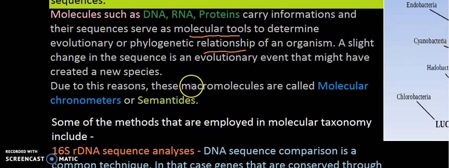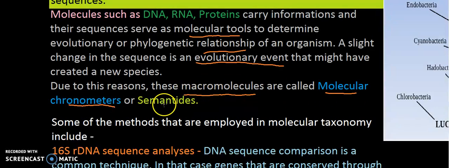A slight change in the sequence might cause the creation of a new species. So this is considered an evolutionary event, and this occurs at a particular time in geological history. It has occurred many times that a sequence has been changed and the organism has evolved into a new species. Therefore, these macromolecules serve as a molecular chronometer or molecular clock, you can say. They are also called semantides.